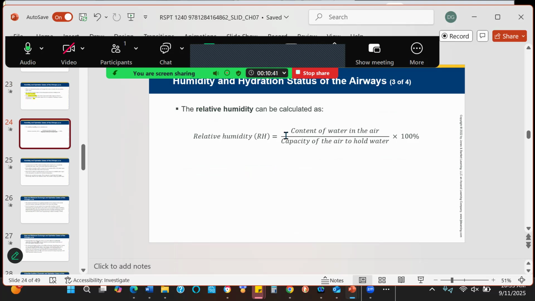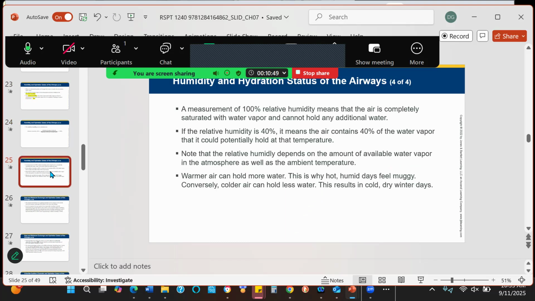Simple formula, it's the content of water in the air divided by the capacity of the air to hold water times 100%. We're shooting for 43. Humidity and hydration: 100% relative humidity means that the air cannot hold any more water. 40% means 40% of the water vapor it could potentially hold. 40 is getting close. We would like 43. That's why hot, humid days feel muggy.